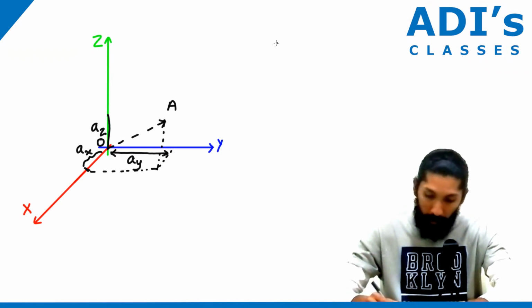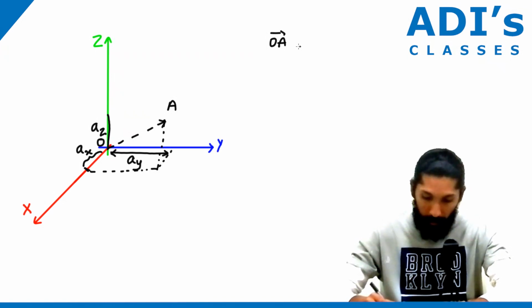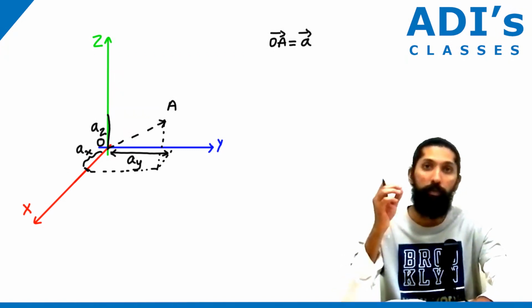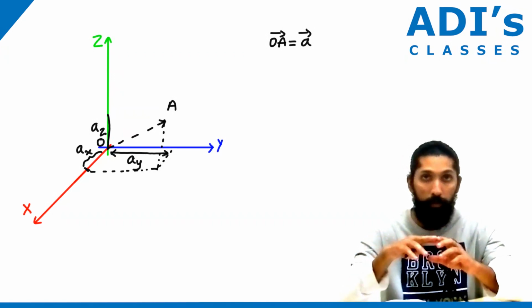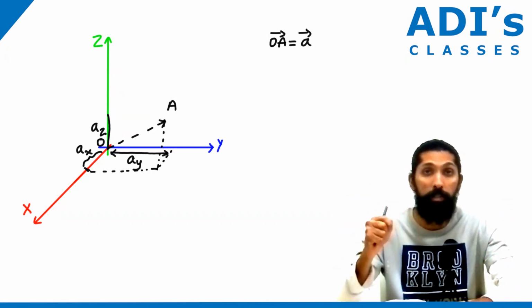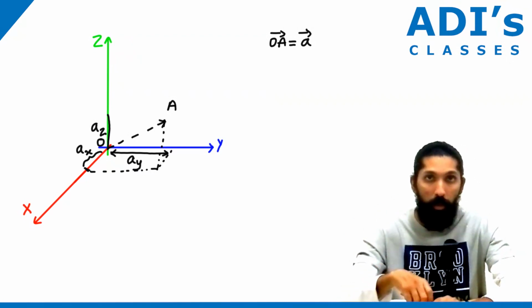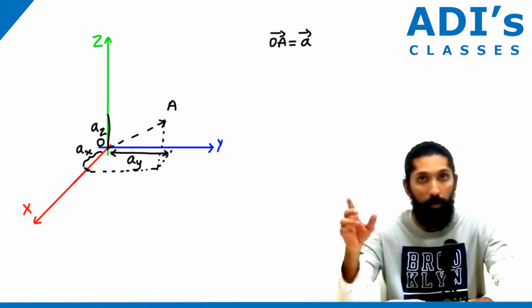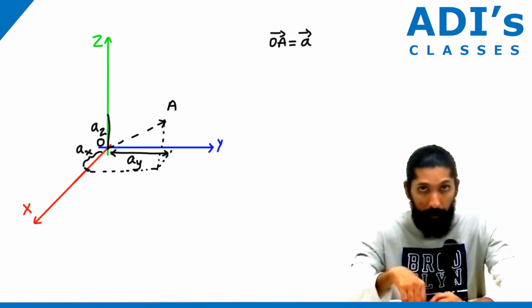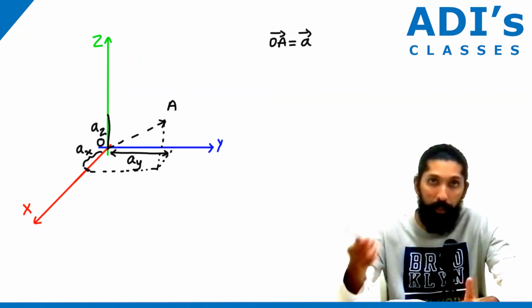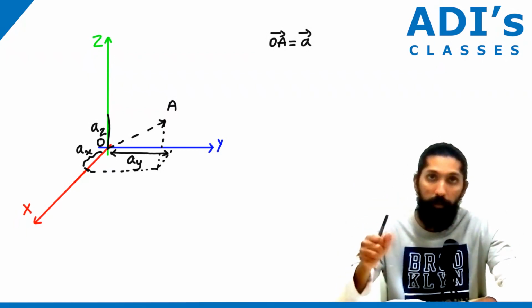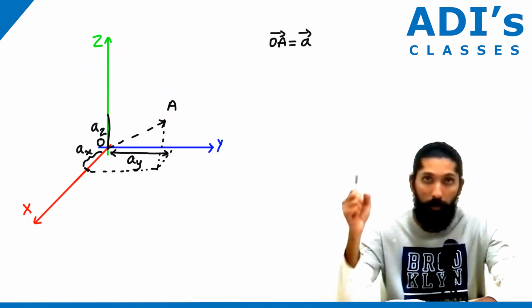That means this OA vector, or you can just call it vector A, has an x component, y component, and z component. When you split it into its components, or resolve it, one component will come along x, one along y, and one more along z. So there are three components, because it's a spatial vector, a vector in x, y, z space. That's why we have all three components.